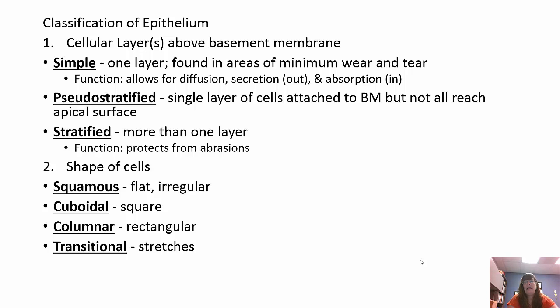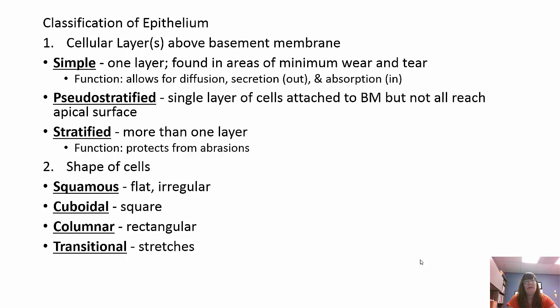Pseudostratified is a single layer attached to the basement membrane, but not all of the cells reach the apical surface, which is the top surface. So what it is, it looks like they could be layered, but if you look at the basement membrane, all of the cells are attached. Even though they may not reach the top, they're all attached to the bottom.